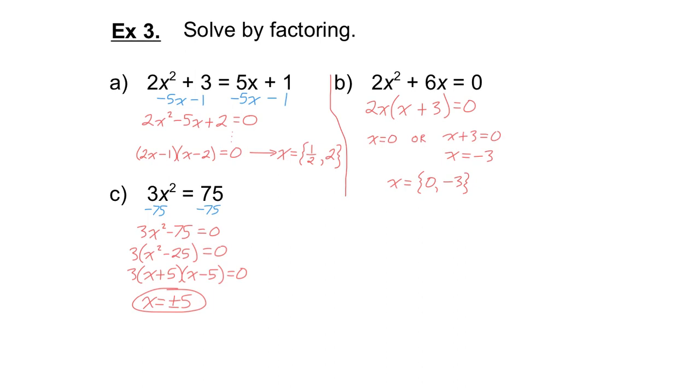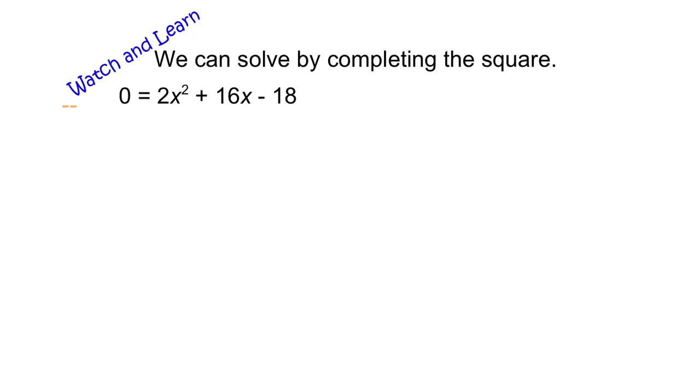So, if you're solving an equation by factoring, you need to make sure the equation equals 0 first, and then factor, and then use that zero product property to figure out what the answers for x are. Now I want to show you another way that we can solve an equation. We can solve by completing the square.